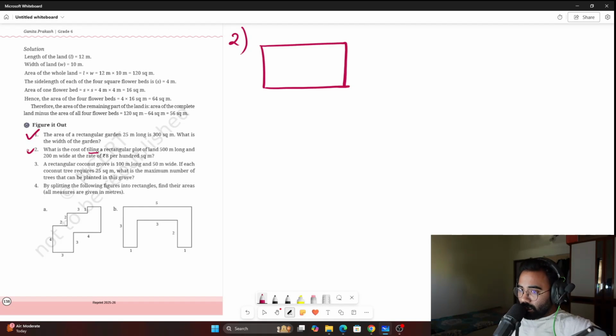All right. Now here we have a rectangular plot that is 500 meter long and 200 meter wide. So first I'll have to place tiles all across this area.